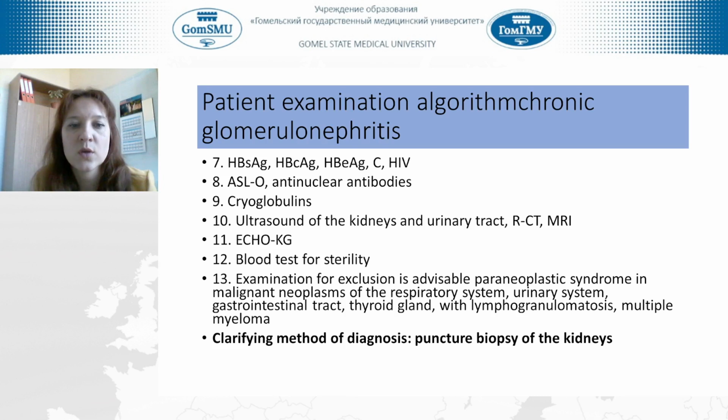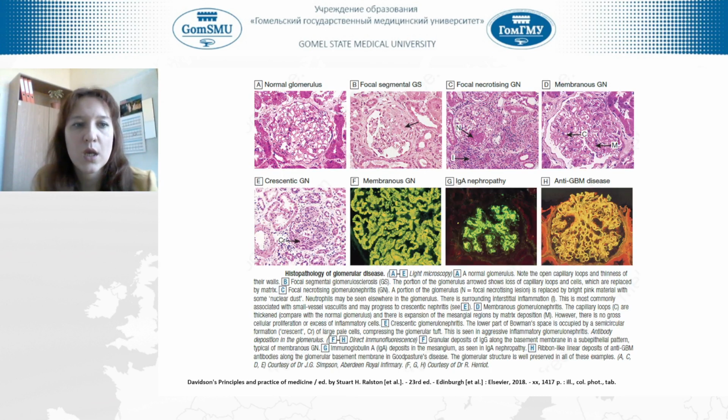The clarifying method of diagnosis is the puncture biopsy of the kidneys. This is the pathology of glomerular disease. Under A, we can see normal glomerulus. B, focal segmental glomerulosclerosis. C, focal necrotizing glomerulonephritis. D, membranous glomerulonephritis. E, crescentic glomerulonephritis. F, membranoproliferative glomerulonephritis. G, IgA nephropathy. H, anti-GBM disease.